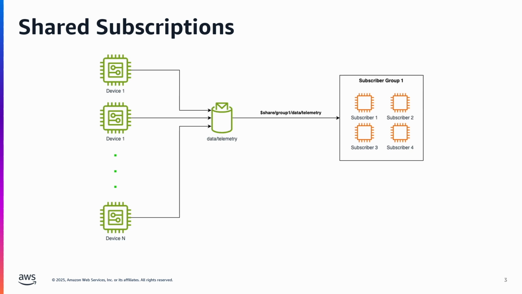The publishers and subscribers can be QoS 0 or QoS 1 for shared subscriptions. More information about MQTT shared subscriptions can be found in the AWS IoT Core documentation.